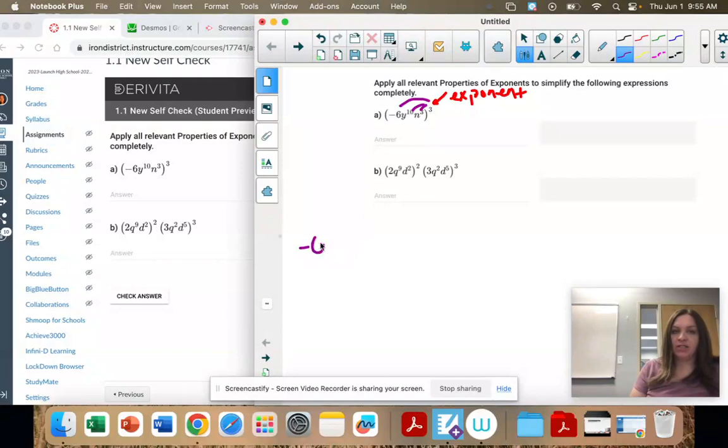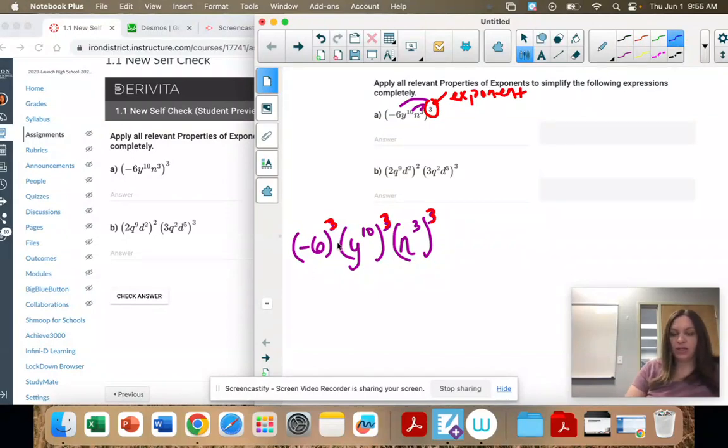So I have negative 6 to the 3rd power, and I put that in parentheses because the negative does go with the 6. And then I have y to the 10th to the 3rd power. And then I have n to the 3rd to the 3rd power. So this 3 is being multiplied to everything.